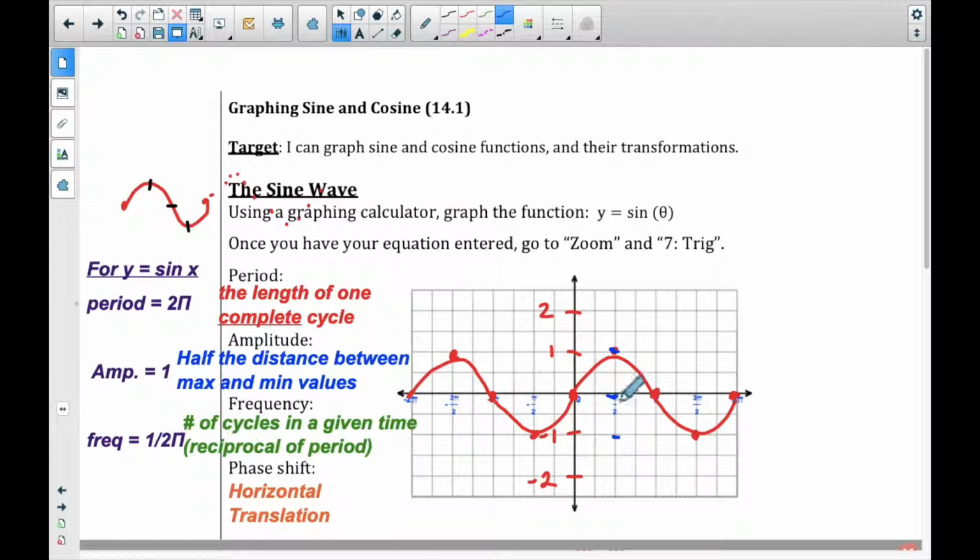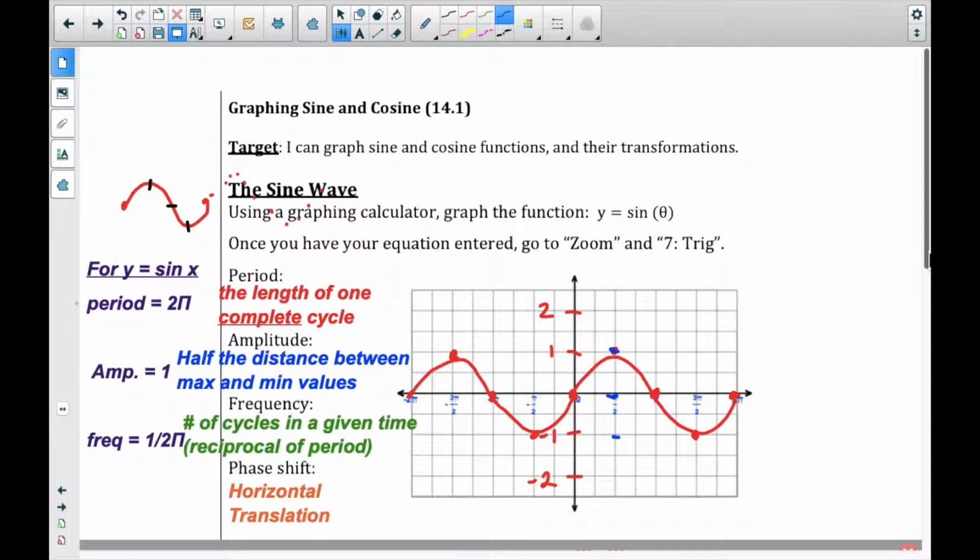The amplitude is 1 here. The frequency is 1 over that, and so that is 1 over 2 pi. And then phase shift is just another vocabulary word. It means horizontal translation. That's kind of like HIVO, which we've been talking about all year long. Well, this is just another HIVO, but with trig, we just have a special name for it. We call it phase shift instead of horizontal translation.